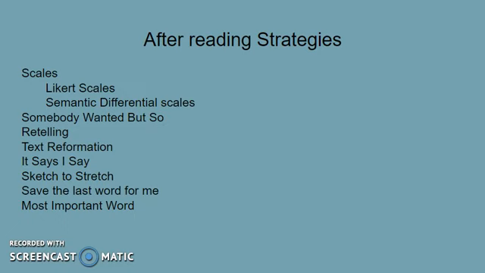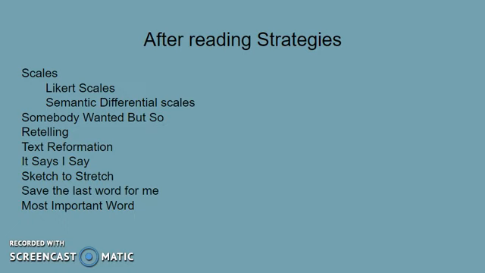And then some after reading strategies: there are two types of scales. You've got the Likert scales and the semantic differential scales. And these scales are basically to help a student. The student will have to reread the story, and every time they read the story, they use a scale to decide how much they understand the story each time they read the story. And then you have the somebody wanted but so, and I already talked about that.